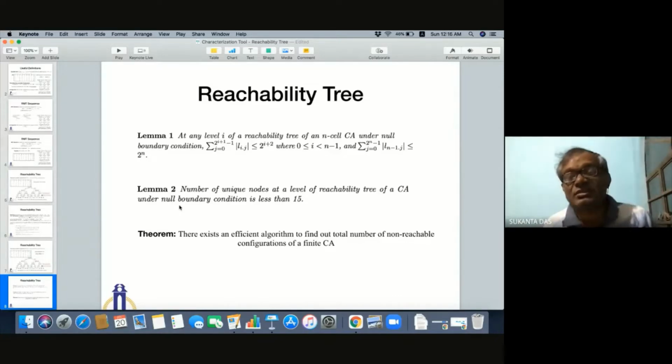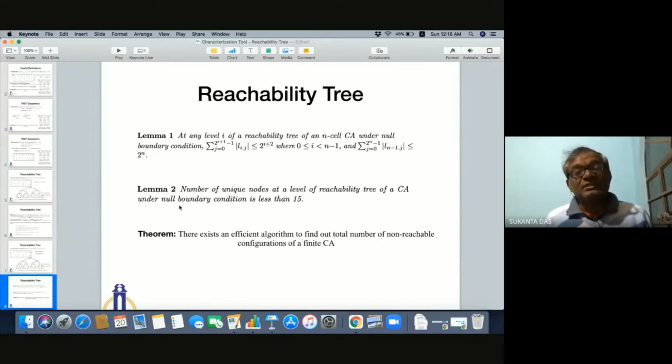If the rule vector is given, in polynomial time it's possible to find out the total number of non-reachable configurations of a finite CA. In fact, we can design a linear time algorithm. Okay, how can you do that? Lemma 2 is guiding you.